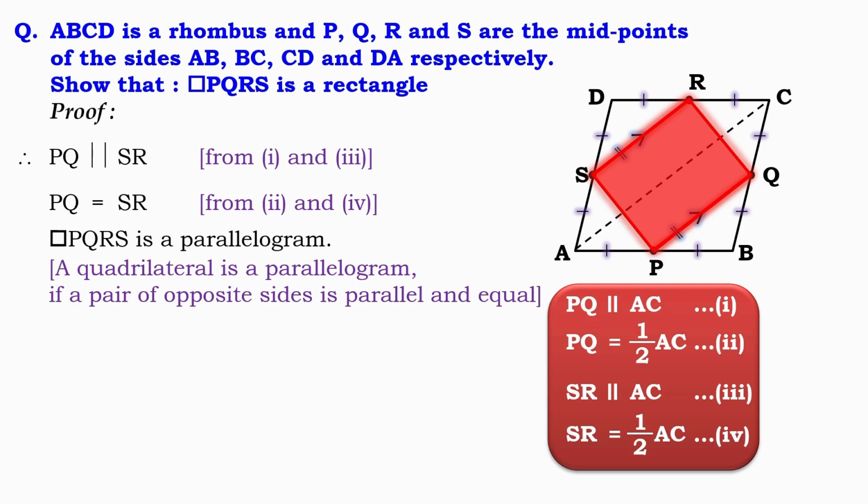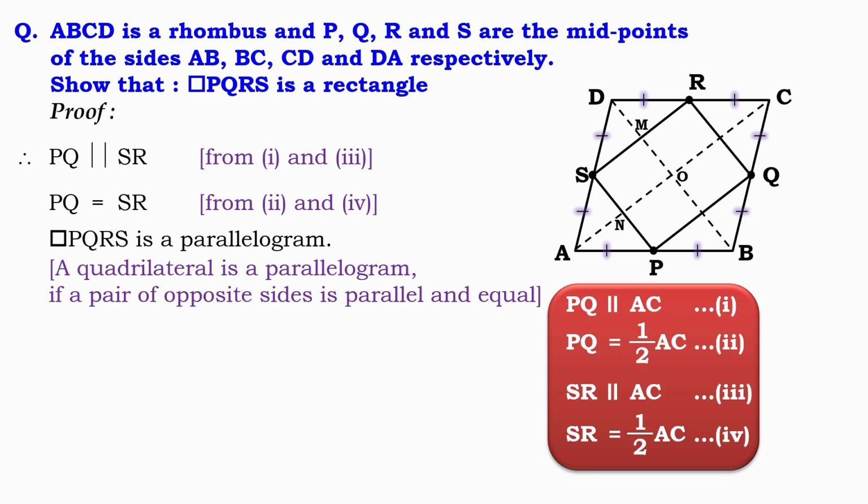But if you just stop over there, you will not get full marks, because here they are asking to prove that PQRS is a rectangle. So what we got is just a parallelogram. Now we need to prove that this is a rectangle. Rectangle means all angles will be equal to 90 degrees. So now let's join BD.